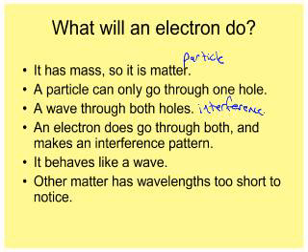An electron does go through both and makes an interference pattern. It behaves like a wave. But we also know that it is a particle. Other matter has wavelengths too short to notice.